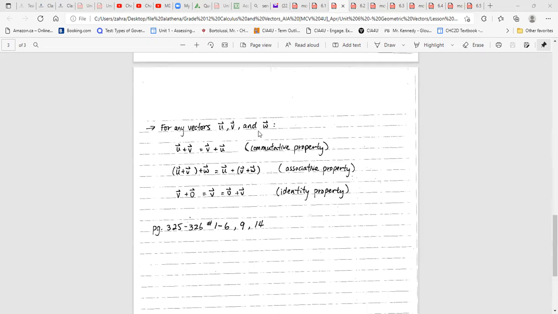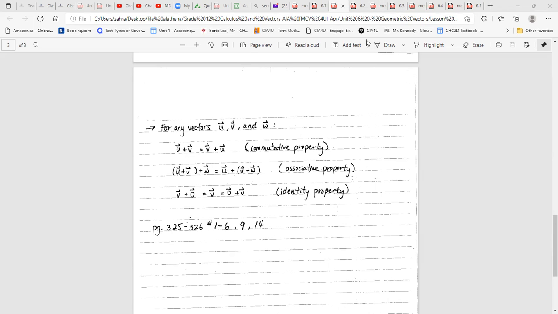Now, when you add two vectors, it has a commutative property. It means vector u plus v is the same as vector v plus u. If three vectors are being added, you can add the first two and then add the result to the last one. Or you can add the last two and add the result to the first one. A vector plus a 0 vector gives you the vector back, or 0 plus a vector will give you the vector back.